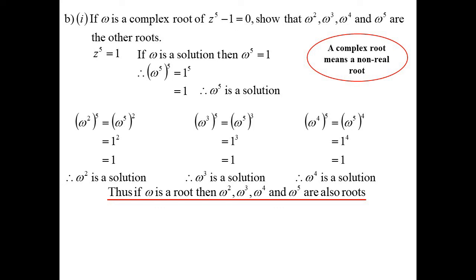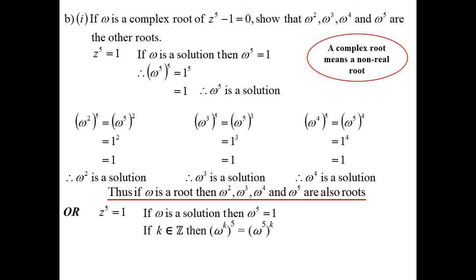Okay, kind of a long way about it. A quicker way of doing exactly the same thing: I could do this. It starts off the same. z to the power of 5 is equal to 1. We know that. If omega is a solution, then omega to the power of 5 is equal to 1. So again, exactly the same as what I just did. But now I do something clever. If k is an integer, then omega to the power of k, to the power of 5, will equal omega to the power of 5, to the power of k. Well, omega to the power of 5 is 1.